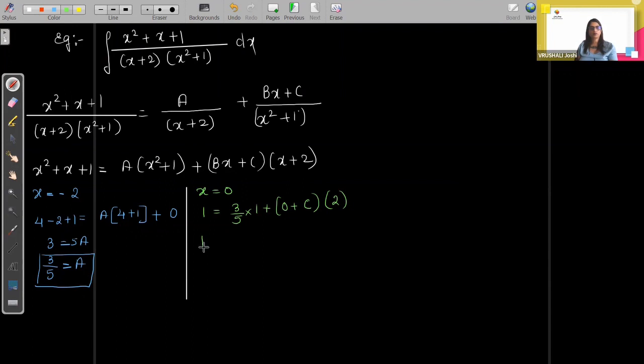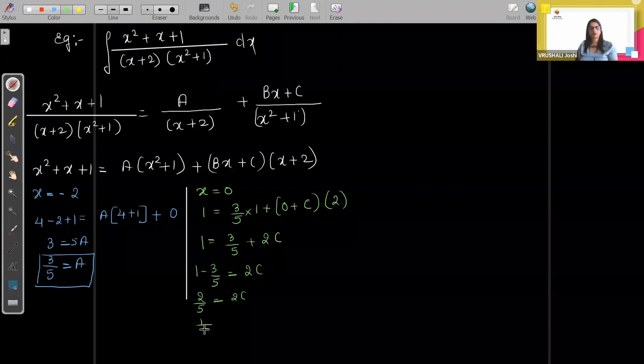So 1 is equal to 3 by 5 plus 2C. If you get 3 by 5 here, that will be 1 minus 3 by 5 is equal to 2C. 5 minus 3 will be 2 by 5 is equal to 2C. So 1 by 5 is equal to C.